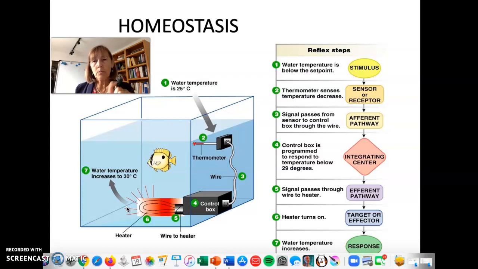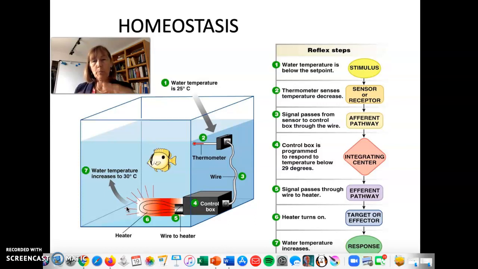The problem is that the water temperature is too low. That control box is going to fix that problem. So the heater is going to turn on. Heater turns on, and the water temperature is going to increase. That's the response. So it's a given response. So notice that the response that you have in this example is water temperature increases. What was the stimulus? Water temperature too low.